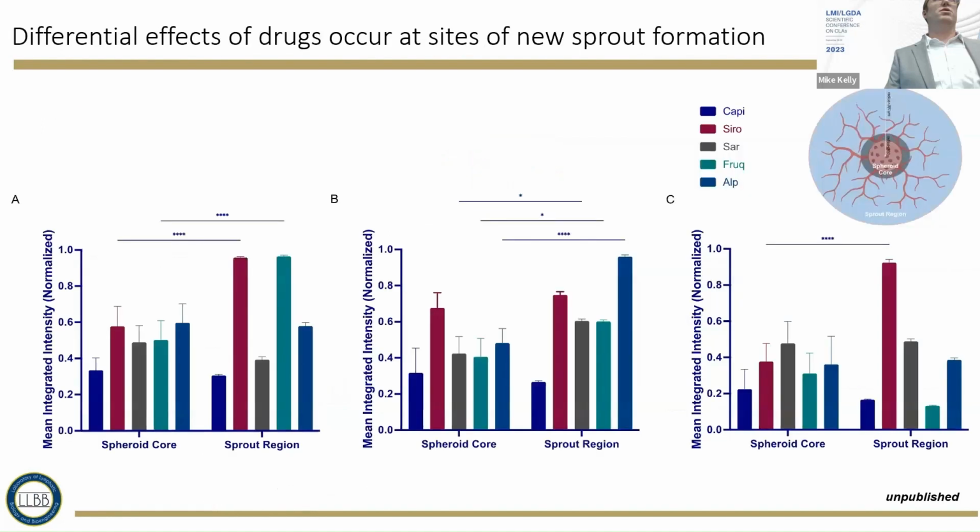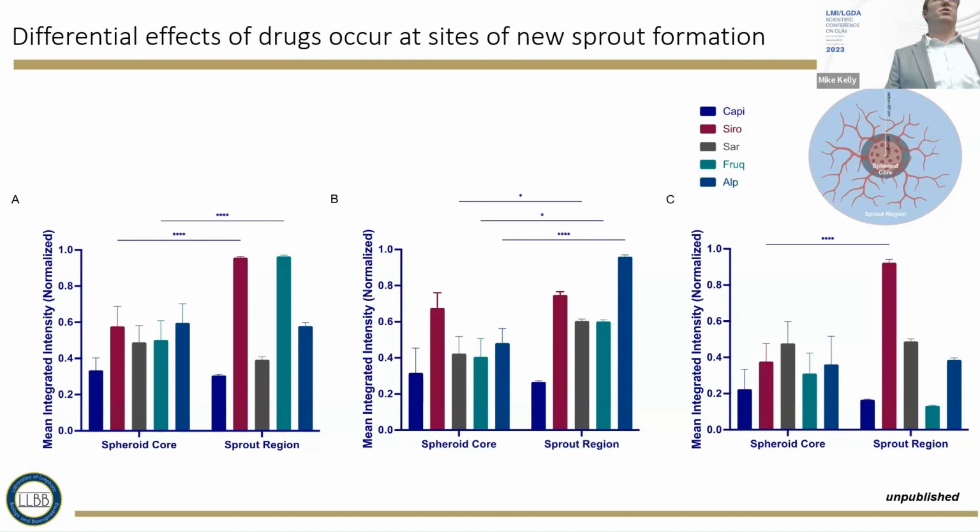And then the last thing we did is because we have this spatial information, we can look at where the death is occurring. And what we found was, in the cases where there really were differential and strong effects of the drug, it was really because the effect occurred at the peripheral region of the sprout as opposed to the core.